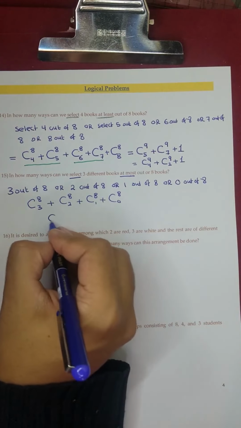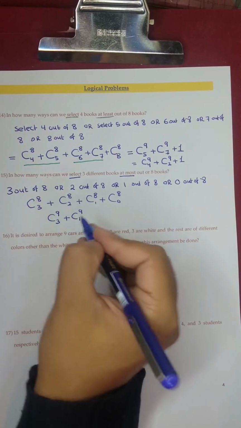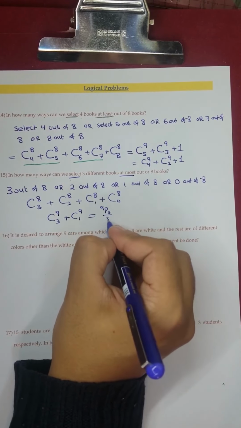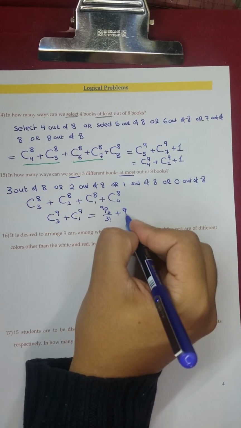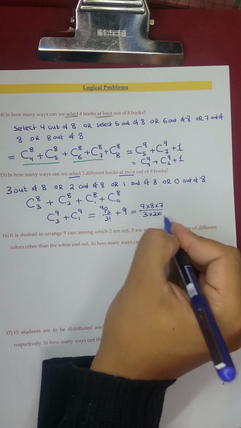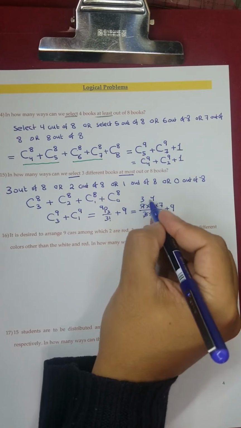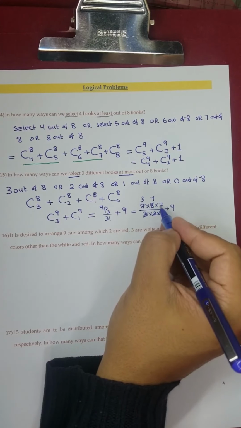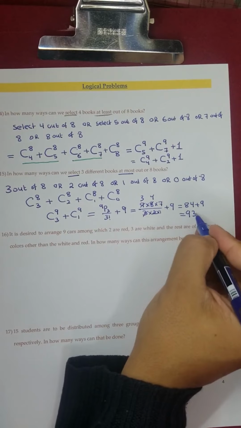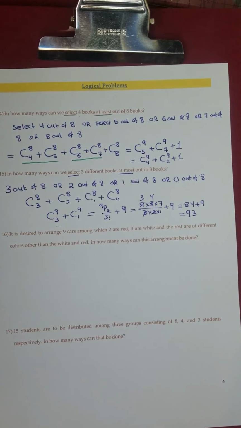Using Pascal's relation, these two can be combination 9, 3, and these two can be combination 9, 1. Combination 9, 1 is 9. Combination 9, 3, I'll solve this one for you. So it's 9 permutation 3 over 3 factorial plus combination 9, 1 which is 9, equal to 9 times 8 times 7 over 3 times 2 times 1, plus 9. We can cancel 3 with 9, we get 3. 2 with 8, we get 4. 3 times 4 is 12. 12 times 7 is 84. So it's 84 plus 9, which is 93. You can have this answer in the choices, or you can have the whole string in the choices. They're all the same thing.